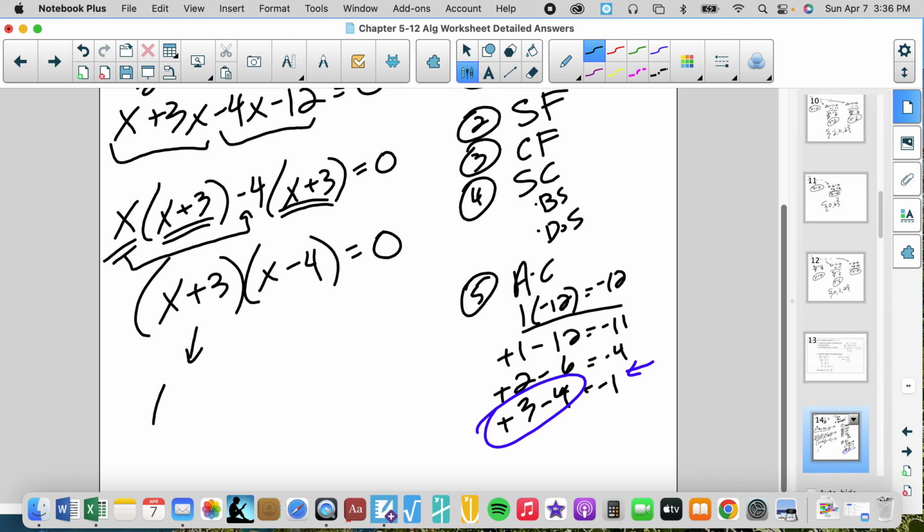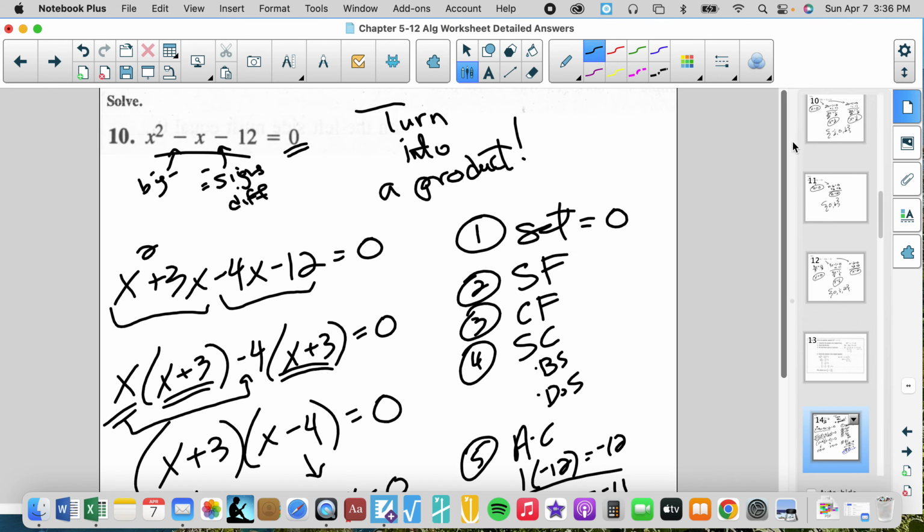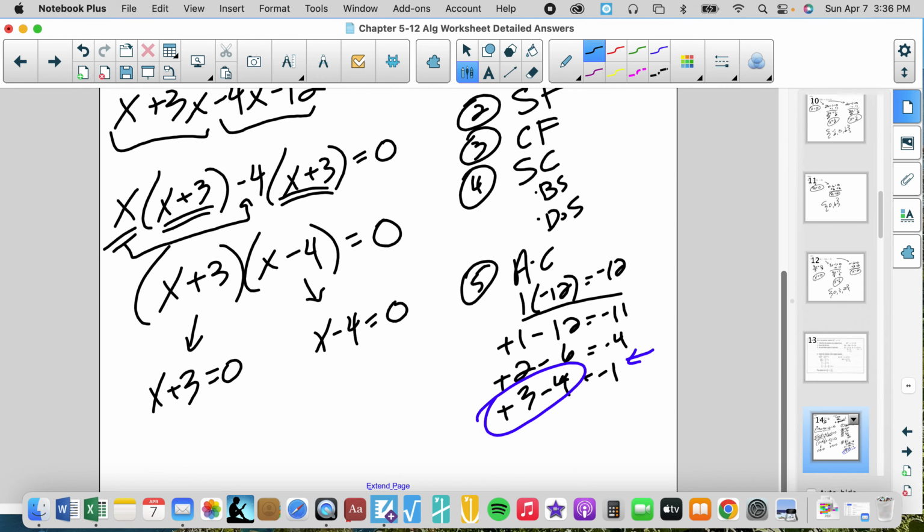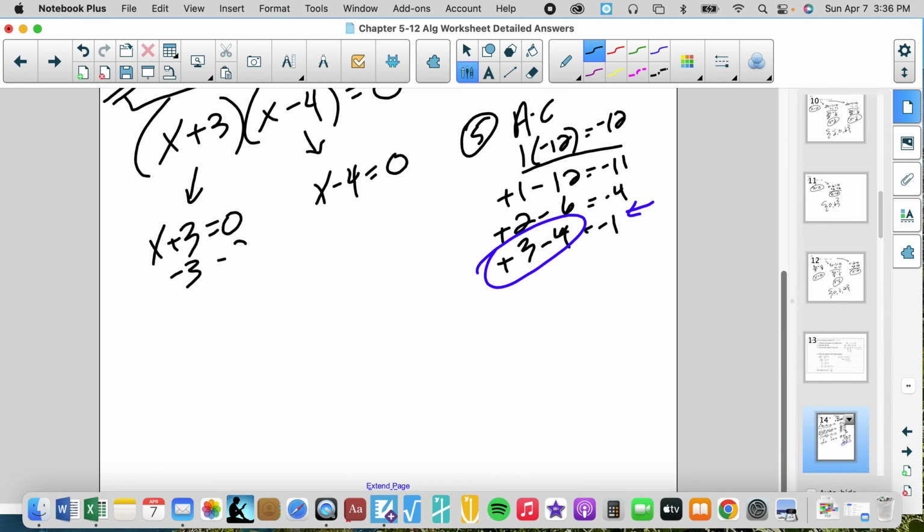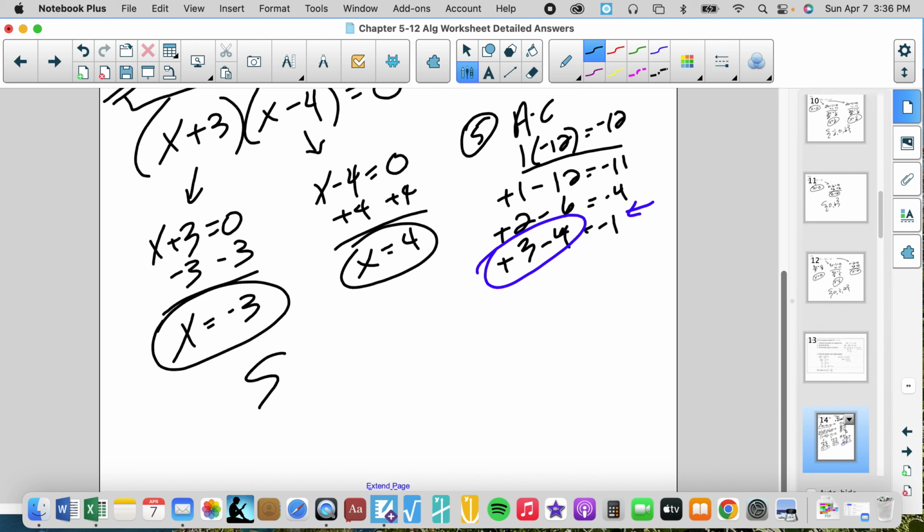And now I have a product of two things that equals 0. So I'm going to set each one equal to 0 now, much like just prior to this, problems 1 through 9. So now minus 3, x equals negative 3, add 4, x equals 4. Those are my two solutions. And so I'm going to put them in a solution set in numerical order.